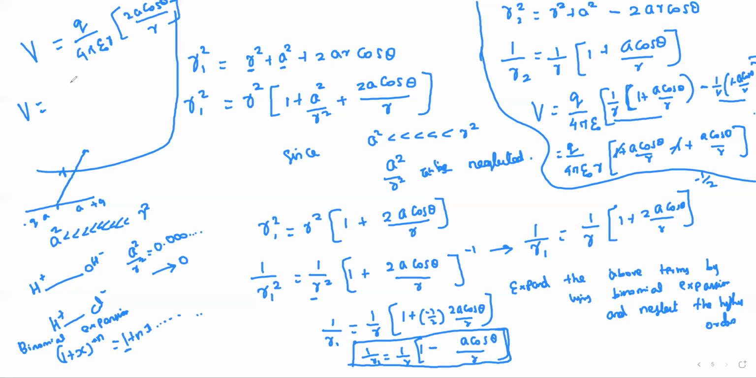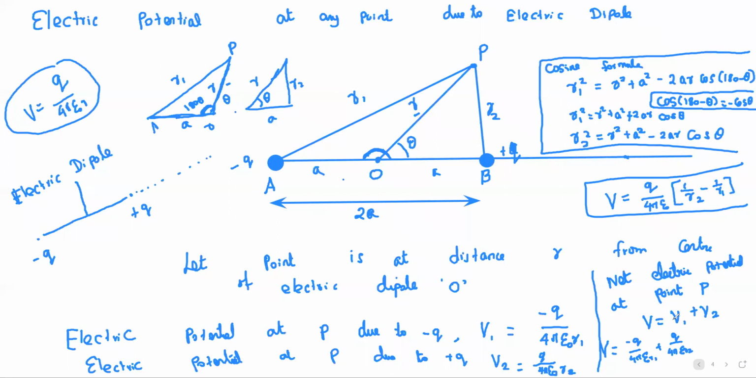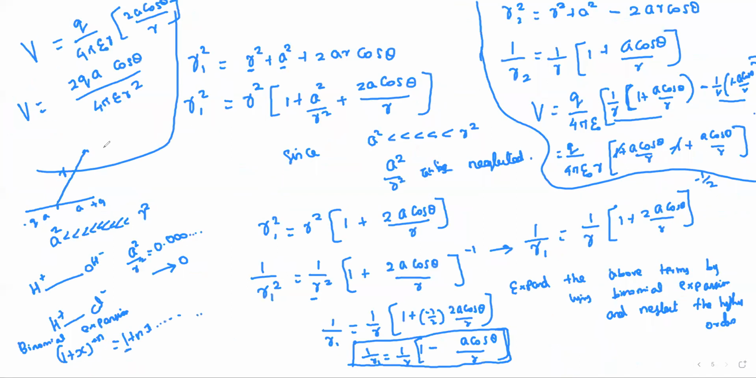So what is it? 2QA cos theta by 4 pi epsilon 0 R square. We know what 2QA is. In a dipole, the dipole moment is fixed. Dipole moment is charge into distance between them, any one of the charges into the distance between them. So Q into 2A is the dipole moment. So 2QA is the dipole moment, which is P. So it is P cos theta by 4 pi epsilon 0 R square.